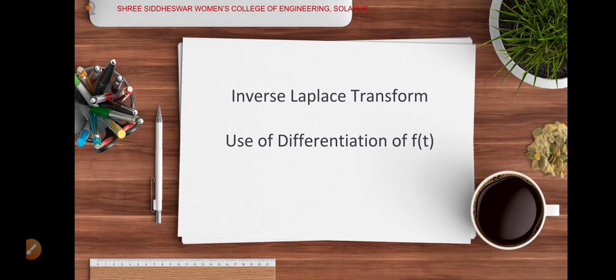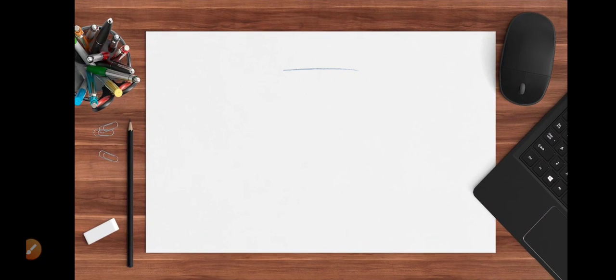But this method can be useful to find inverse LT using another method, that is convolution theorem. So we are going to study now the method of use of differentiation of f of t to find inverse Laplace transform.